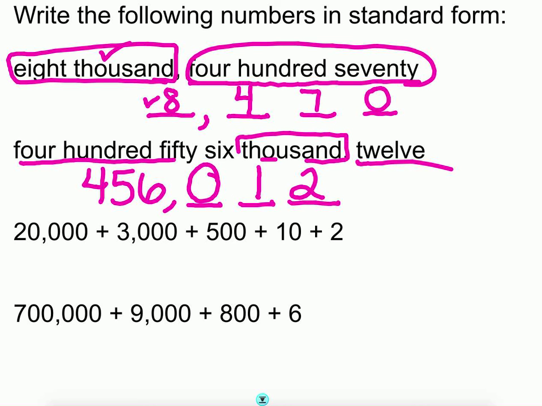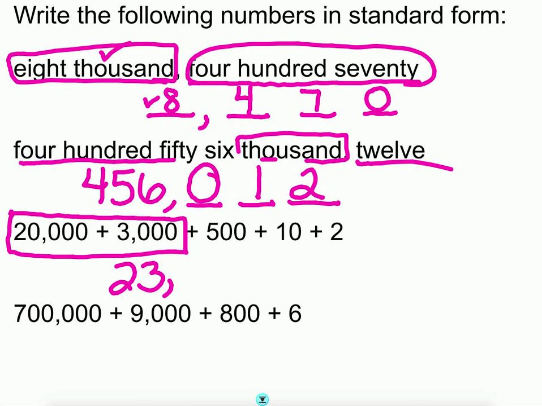Okay? So now we're going to go from expanded to standard. And I know that this is 20,000 plus 3,000. So if I combine all my thousands, that's another way to look at it. I'm adding really 20 plus 3. So 20 plus 3 is 23,000. And I know 23,000 starts like that. Then I could do 500. And then 10 plus 2 is 12.